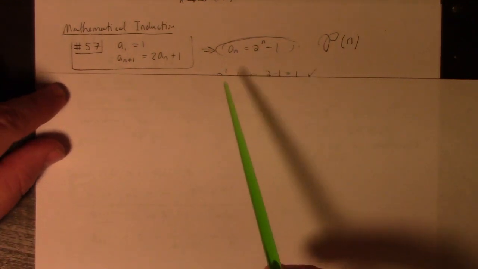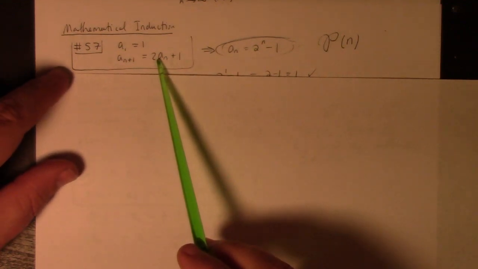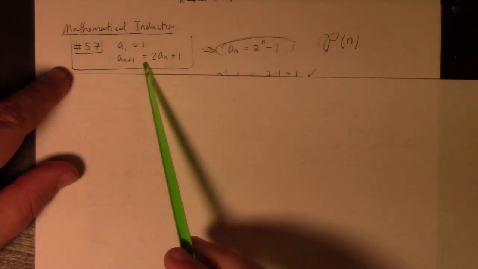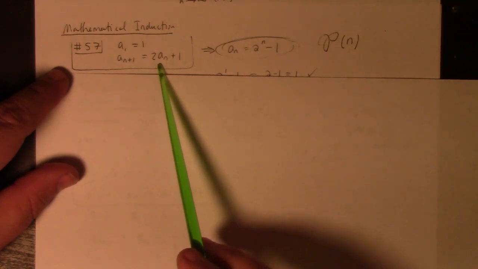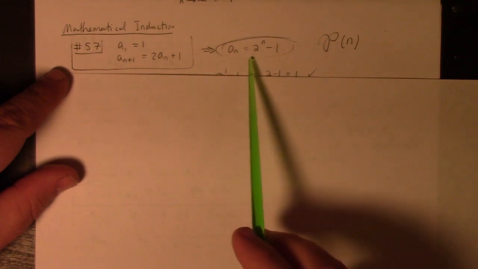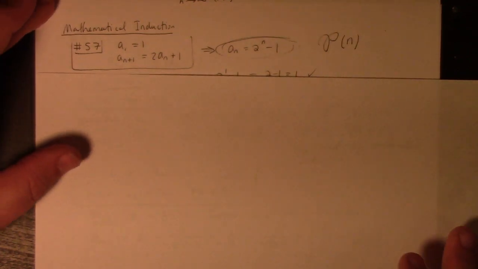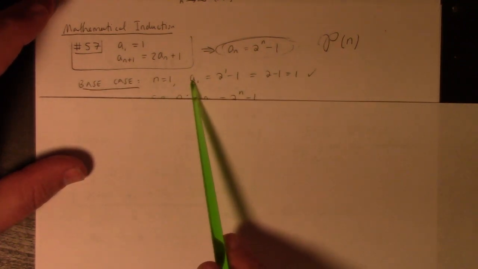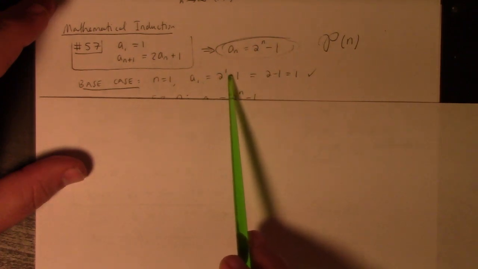So here's the claim, number 57, from I think it was 11.2 in the handout. It says that if we define this sequence recursively, a1 being 1 and a sub n plus 1 being twice the previous one plus 1, then it follows that the formula for this is a sub n equals 2 to the n minus 1. All right? So here is the proof. Base case, n equals 1. So I look at, is this formula true for n equals 1? Well, yeah, sure enough it is.